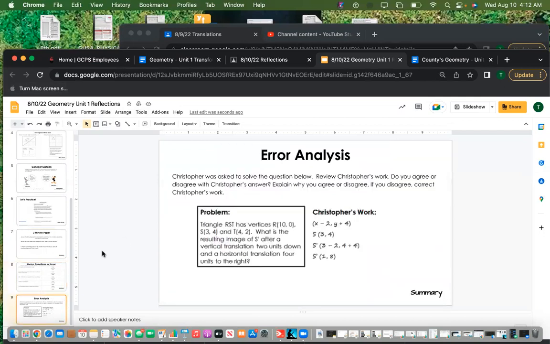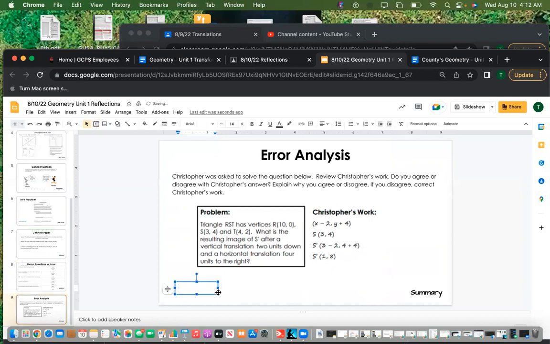Then Christopher was asked to solve the following question. We did this already, but go back and see if you can do it on your own. If you're not sure on this one, there is a video from yesterday where I went over this. But I want you to answer it on this slide. Tell me what you agree or disagree with. When you answer those kinds of questions, you're going to add a little text box and type your answer into that.